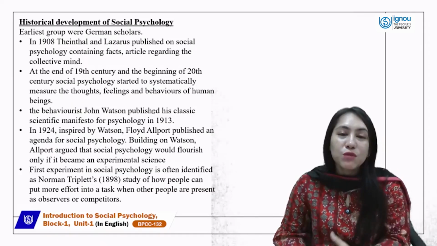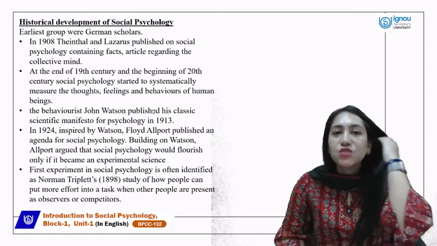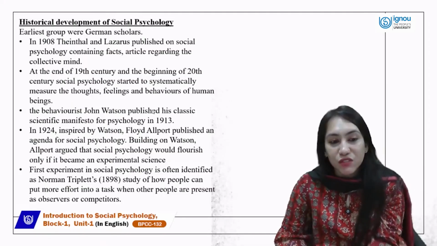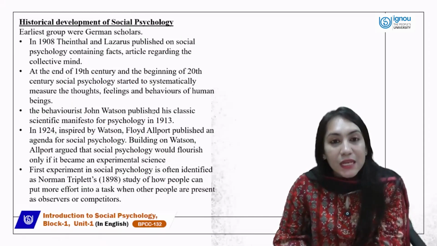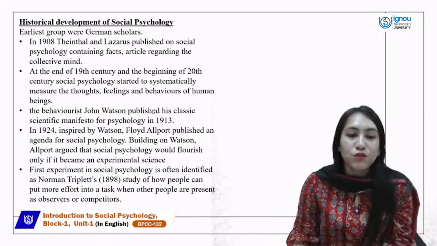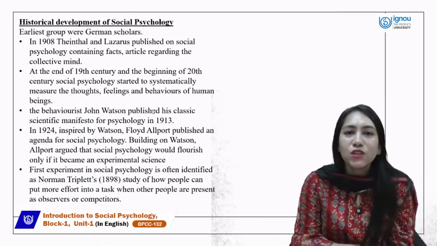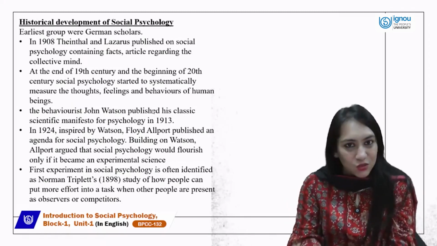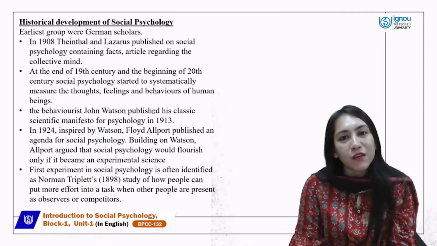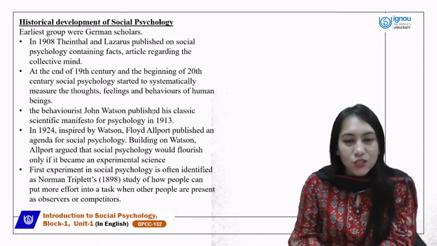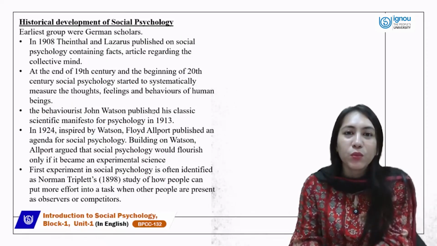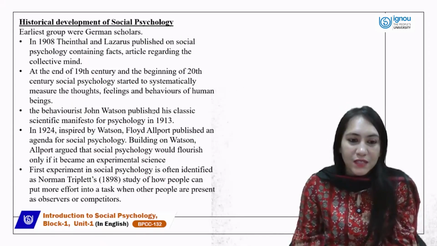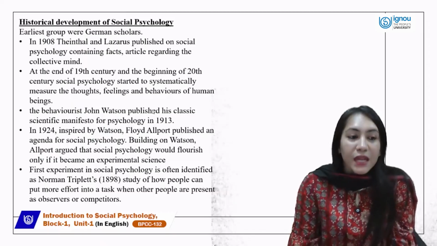Then came one of the most important psychologists and schools, the behaviorists. The behaviorist is John Watson. He published a classic manifesto for psychology in 1903 that talks about behaviors of all kinds. So when it covers behaviors of all kinds, it also studied behaviors of social psychology, which is in social context, with people, without people, all of that. And it happened in 1930.